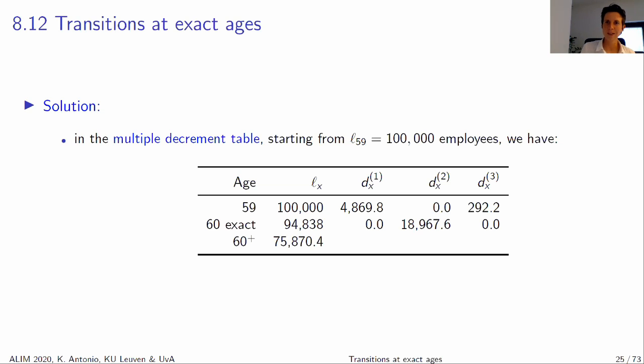So if I go to the next line, the number of people who reach age 60 plus, and by which I mean that's immediately after exact age 60. That is then this 94,000 something minus the expected number of people who will leave at exact age 60 because of retirement. So by making this distinction, I can rather easily make the difference between what's happening in continuous time, what is driven by my forces of transition, versus the transitions that are happening at a specific exact age.